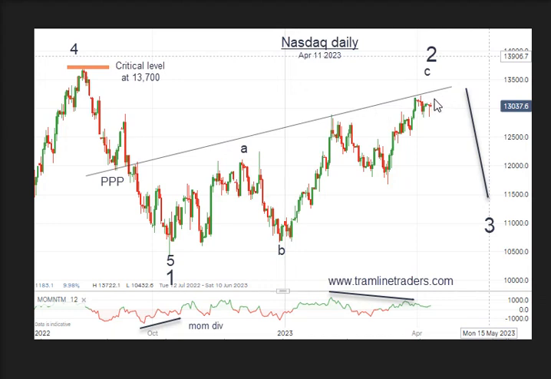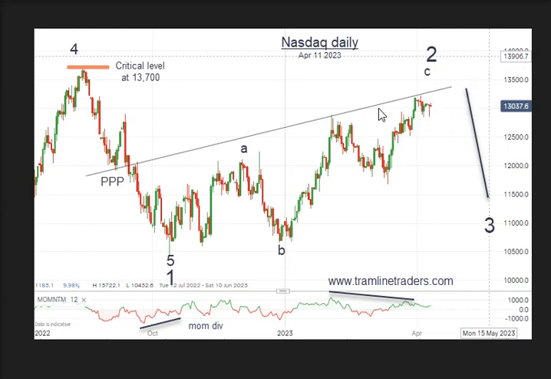If the market can gather its loins and surge up above this line, it's got every chance of having a go at this critical level, 13,700. That's the 50% retrace, if you remember. And that would be a new bull market. I will be glad to concede the market's in a bull market.